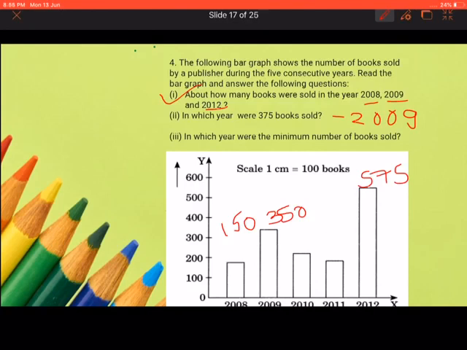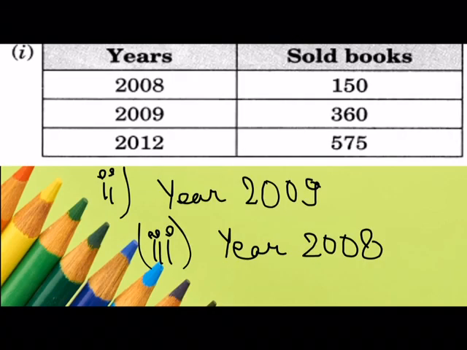In which year were the minimum number of books sold? It's 2008, sorry. Just give me a second. I think okay, it will be 2008. All right, so we have the solutions also given over here.